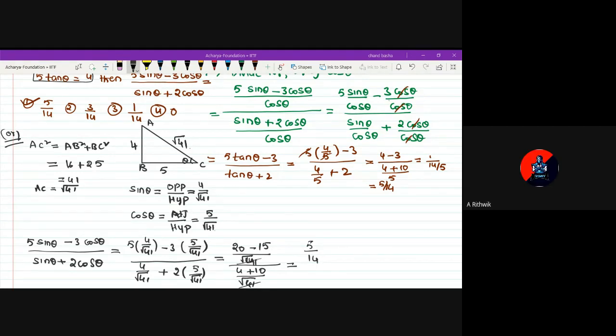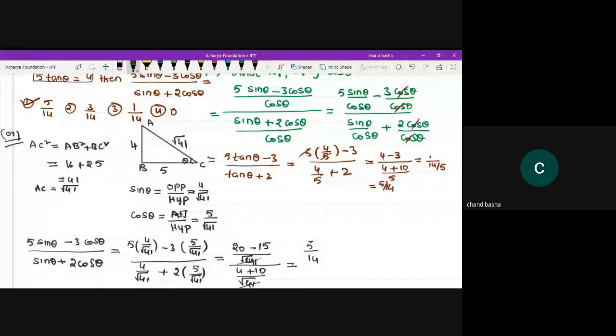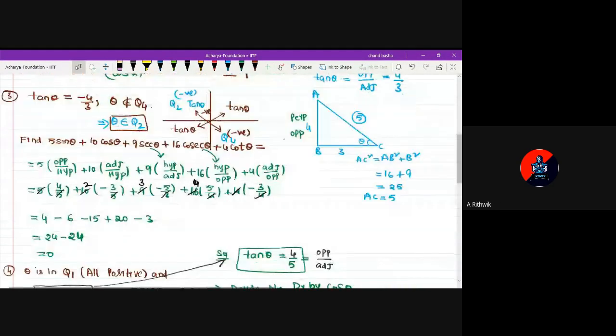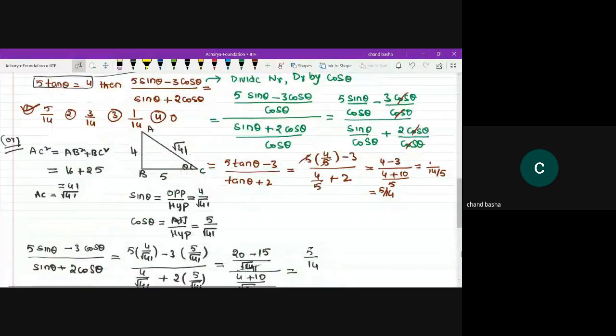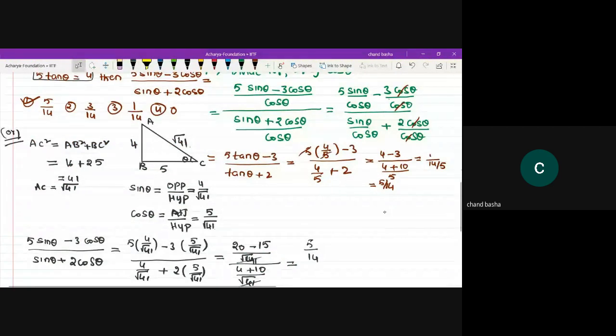Sir, I didn't understand the second method. This we have already done in the previous question also. Why did you take the root of 41, sir? What is meant by AC square? Hypotenuse square is equal to the sum of the squares of the other two sides, AB square plus BC square. 16 plus 25 is 41. So AC is equal to square root of 41, or not? Yes, sir. AC square is 41, then AC is equal to root 41.